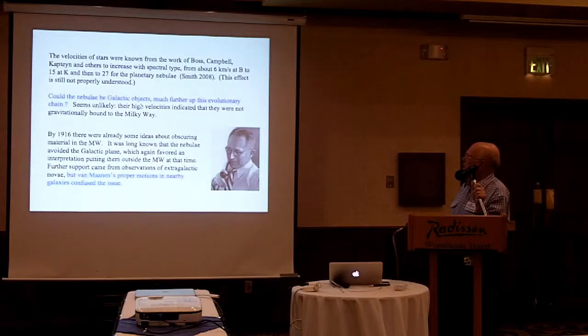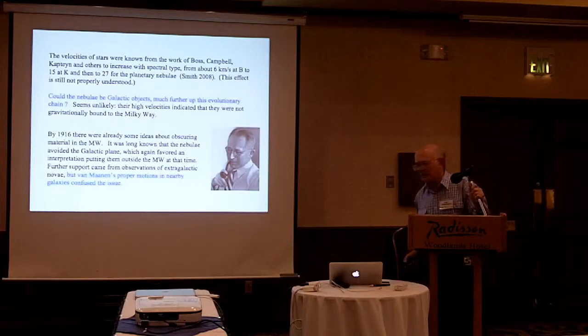So the question is, could these galactic objects with their high velocities, 300 or 400 kilometres a second, be simply further up this evolutionary chain? It seemed unlikely. I think Slipher regarded it as unlikely. Their high velocities indicated that they weren't gravitationally bound to the Milky Way. That's a simple argument, equivalent to what Kapteyn had done to work out that the galaxies were physically, dynamically unbound from the Milky Way.